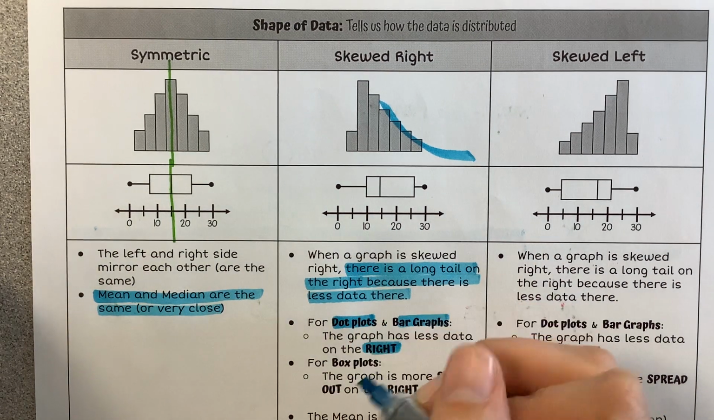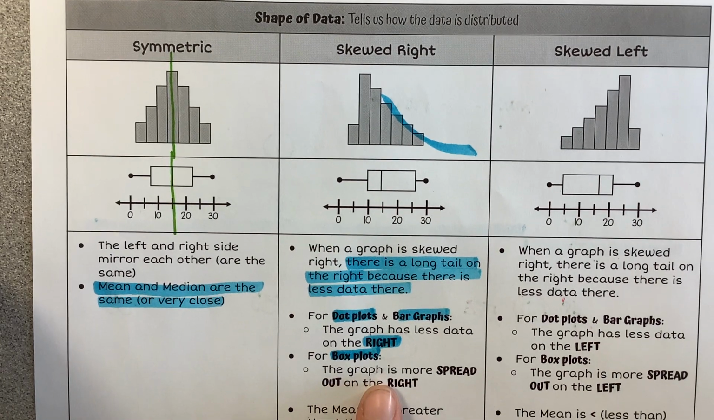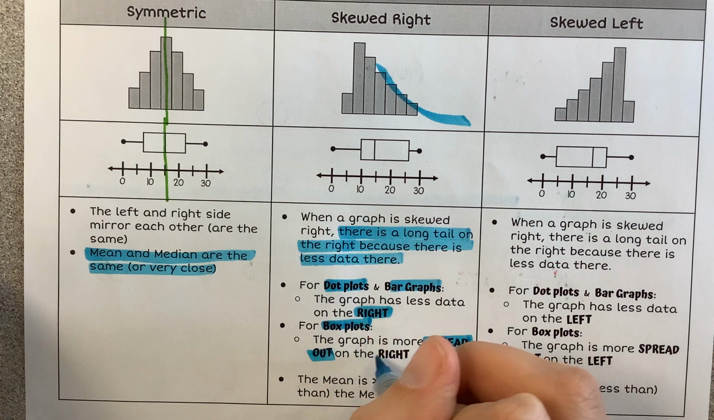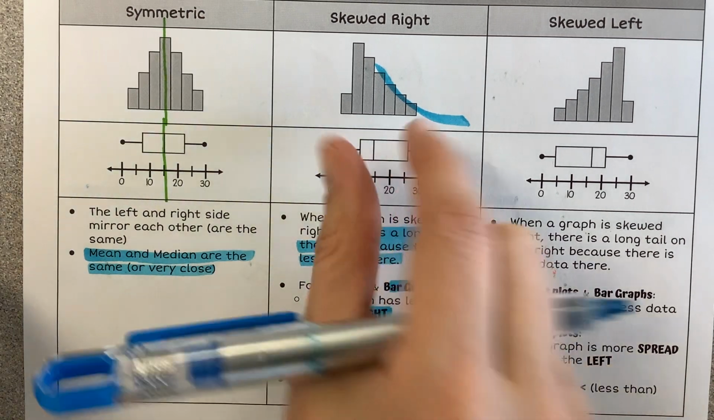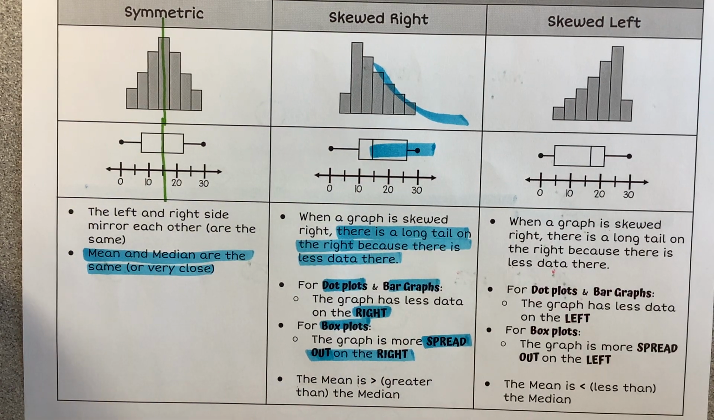For box plots, the graph is more spread out on the right because it's the same idea, that there's less data there. So you'll see this is more spread out on the right side.